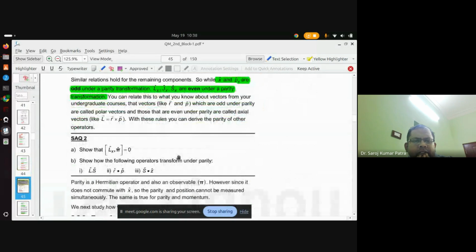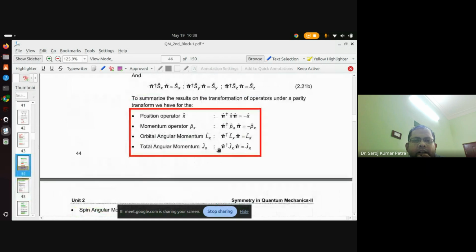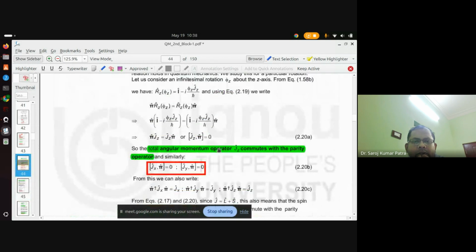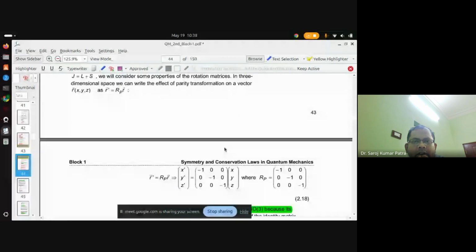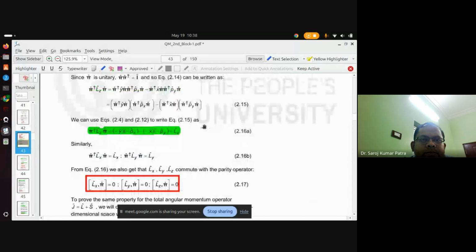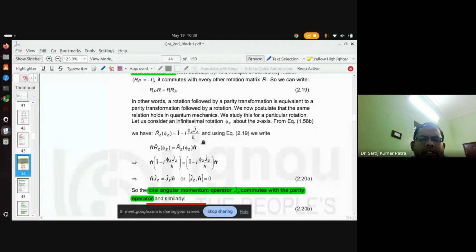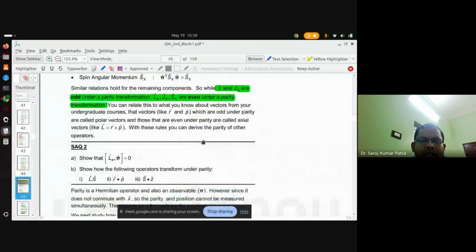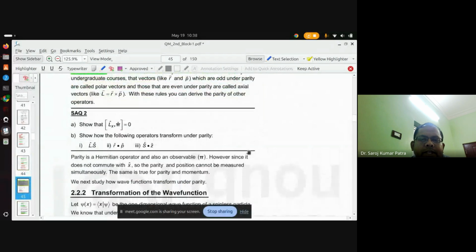You can try solving these questions. How do the following operators transform under parity? So you can say the commutator of Lx and pi is equal to 0. This has already been done actually, Lz pi is equal to Jz pi, and here they are asking the same question for Lx. We did it for Lz, and they are asking for Lx. But these small questions you should work out, so that you will actually get familiarized with the mathematics.